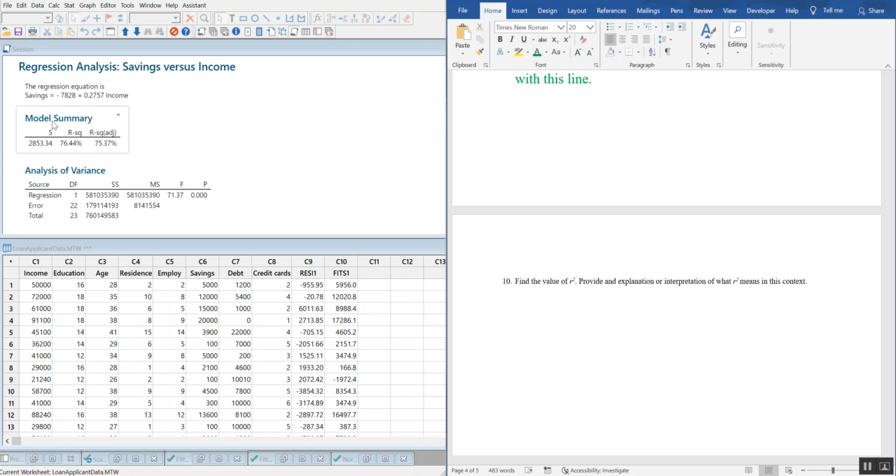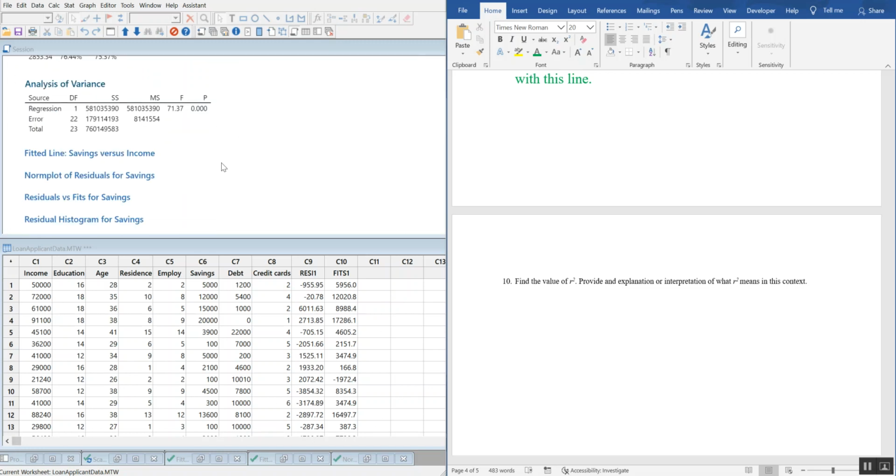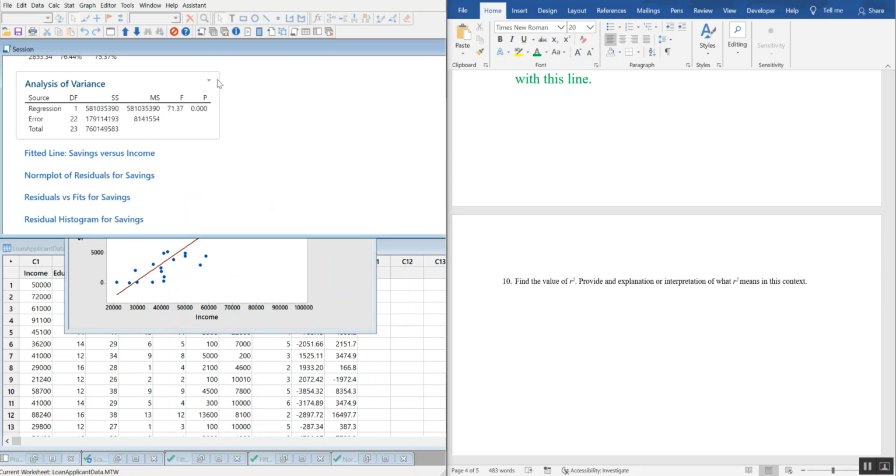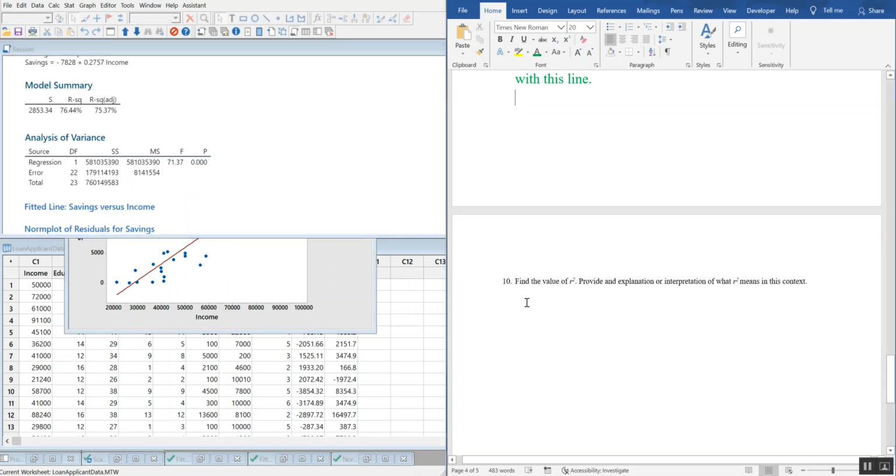So there's a couple places to find r squared. First of all, you can find it in the model summary on the session window after you do linear regression. You can also find it, let me grab the graph, in the fitted line plot right here. Clearly it's a little more accurate using the model summary, so that's the one I'm going to use. So our r squared value, which I'll abbreviate like this because that's what Minitab is doing, is 76.44%. And then I'm going to write an interpretation of it.